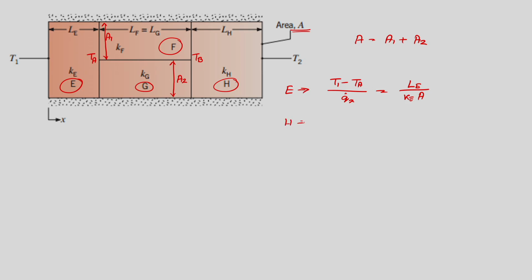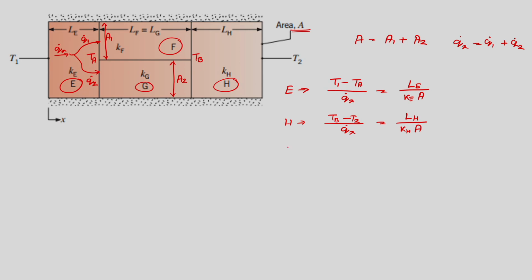Similarly, for the last layer, layer H, the effective temperature difference is Tb minus T2 and the same conduction heat transmission is happening, and here the resistance can be calculated as Lh upon Kh into area. But in the intermediate portion, the Q dot x now gets divided into 2 parts. One part flows through this F, the other part flows through this G. Let us say this is Q dot 2 and this is Q dot 1, such that Q dot x is equal to Q dot 1 plus Q dot 2.